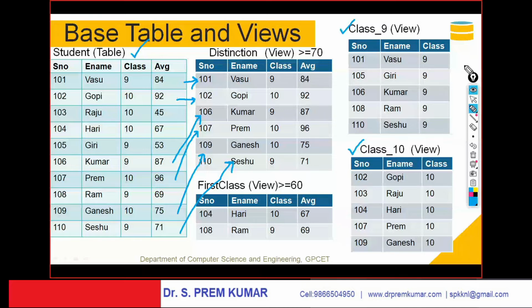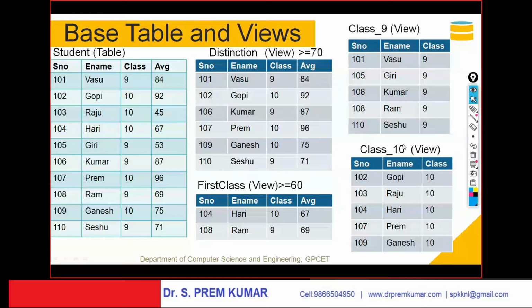Right? These are called views. A base table is different, views are different. Views are always dependent on the base table. The views are logical windows of the base table. This is the point you need to observe. Dear students, any doubts?